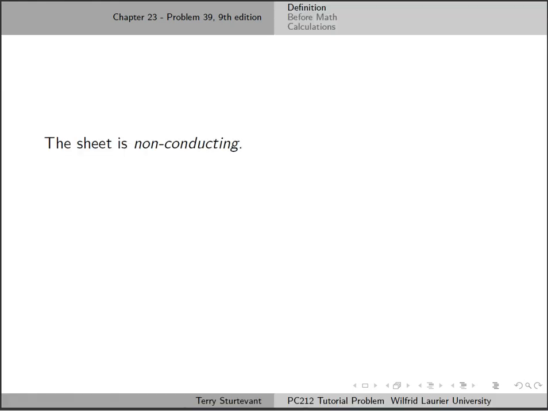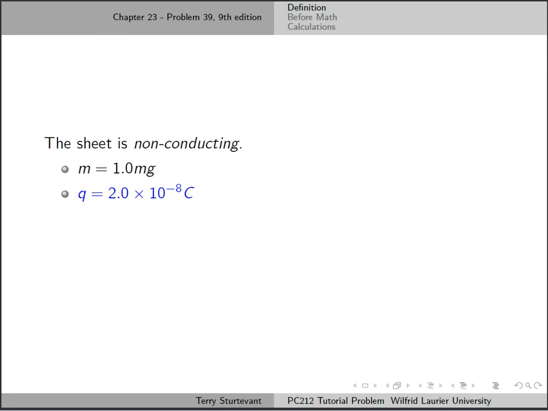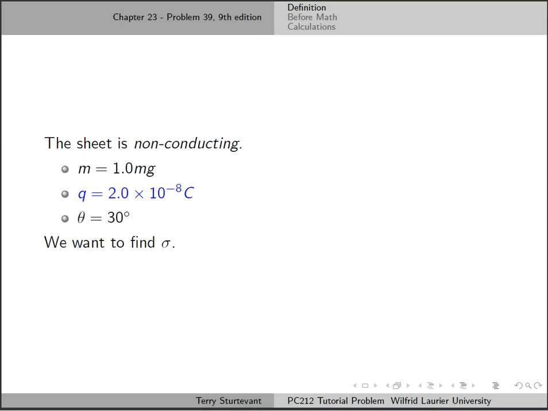We are told that the sheet is non-conducting. The mass is 1 milligram. The charge is 2 times 10 to the minus 8th coulombs. The angle is 30 degrees. We are asked to find sigma, the charge density on the sheet.